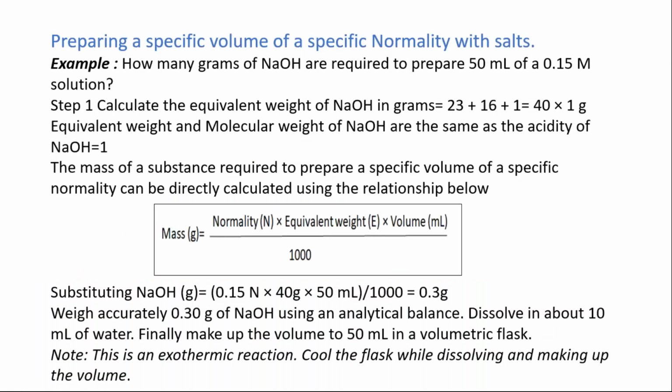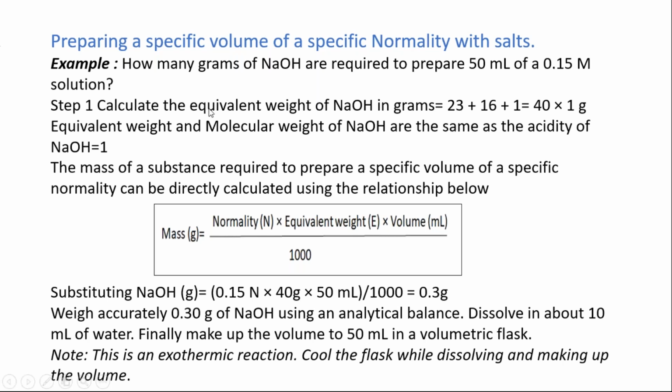Now coming to how do you prepare a specific volume of a specific normality with salts. What we saw earlier was the normal solutions to be prepared from concentrated acids. Now we're looking at how to prepare normal solutions from salts. The first very simple one is how many grams of sodium hydroxide are required to prepare 50 ml of a 0.15 normal solution. So the first step is to calculate the equivalent weight of sodium hydroxide, which is the same as its molecular weight, 40.